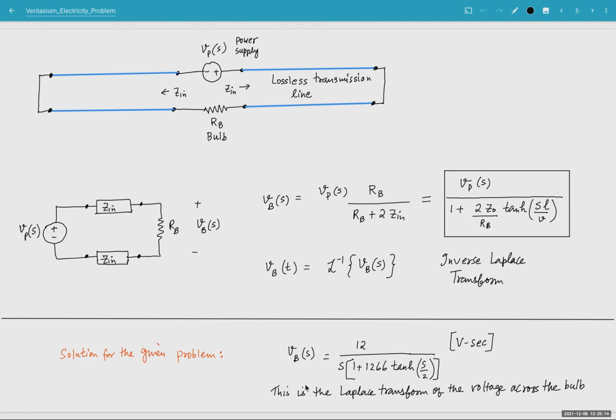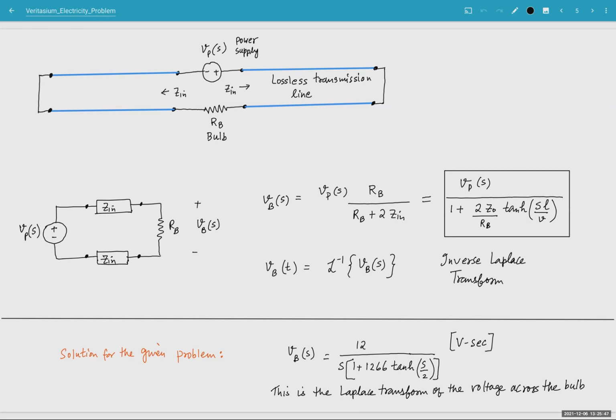So for the given parameters, you substitute R_B of 1.44 ohms, Z0 of 911.5, and the length of the transmission line here, and the voltage of the power supply. So this is the final expression for the Laplace transform of the voltage at the bulb. So you take the inverse Laplace transform of this expression, and that's how we get the answer starting from zero time to infinity.